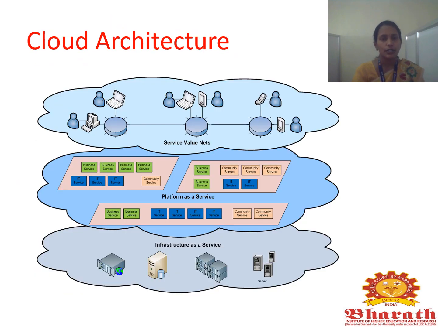And this is the cloud architecture, and the cloud architecture is made with the help of three important services which are available in the cloud only. First is infrastructure as a service, second is platform as a service, and third is software as a service. Okay, so these three important services are used for designing your cloud architecture.